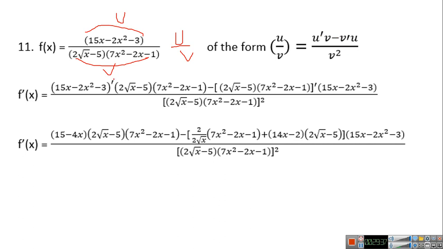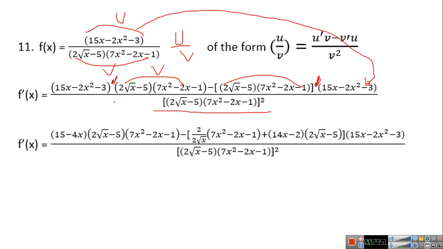So I wrote u prime as it is, times v, this is the whole v, minus, I want to derive the denominator, I wrote it as it is with the prime. One can do it directly, but for the first example, I'm going to do it step by step, times numerator over denominator, as you can see, squared. Now I have a prime.